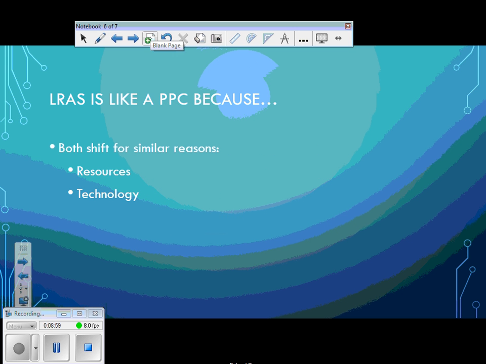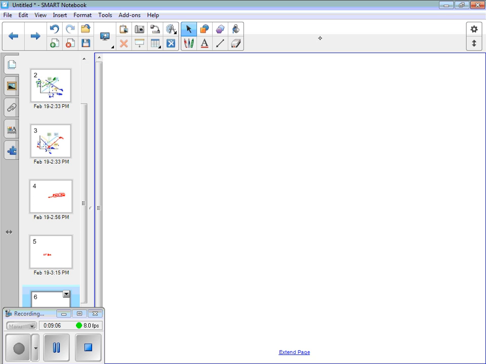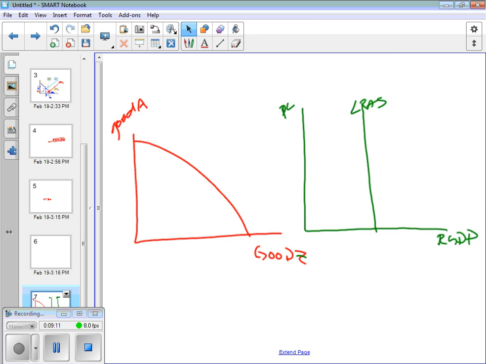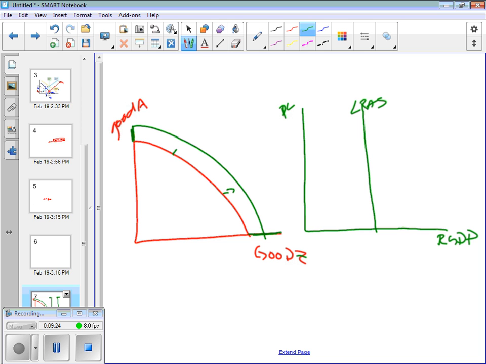Okay. The last part here, the long-run aggregate supply curve is like a PPC because, well, they both shift for similar reasons. Let's take a look here. So here you go is your model from August, good A, good Z. If this particular economy has more resources, better technology, their potential increases. It's not going to increase because people find more at good A or want more good Z. You have to have the fundamentals available to the macroeconomy for that to occur.